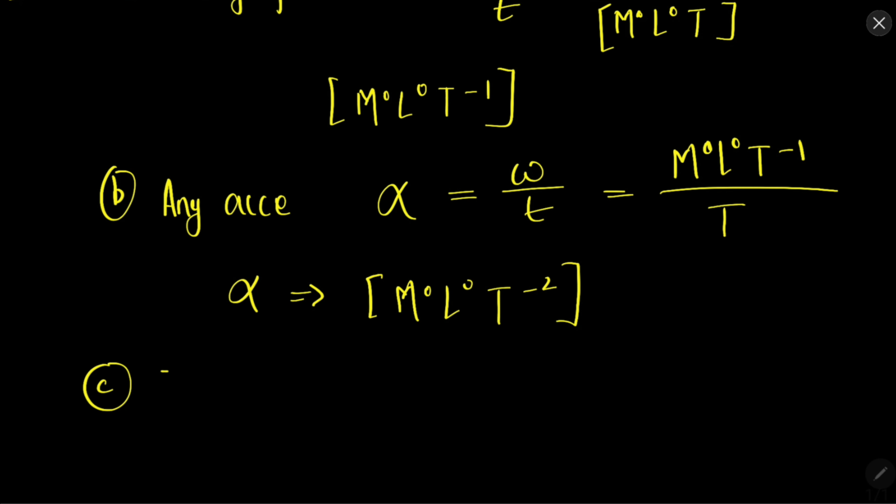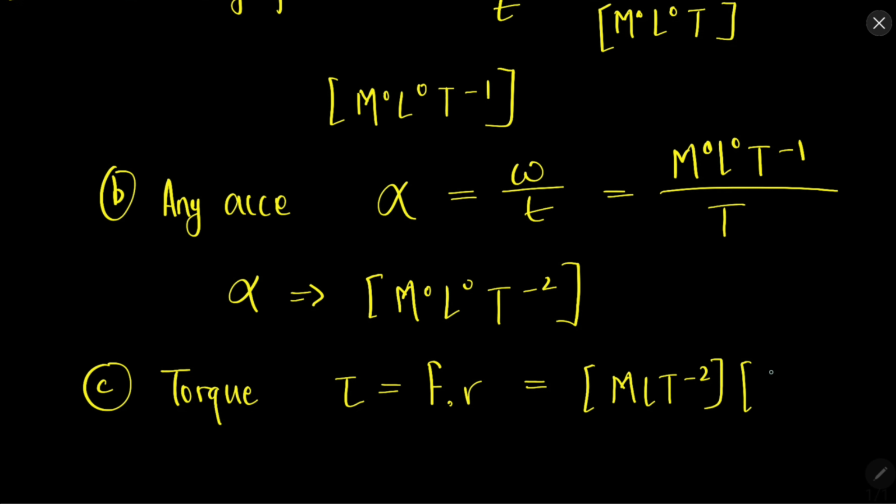Now the dimension for torque. Torque is the angular force. It is represented by tau. Now torque is force into displacement, perpendicular distance. Again the dimension for force, we know that it is M L T⁻², and the dimension for displacement or distance is L. So ultimately the dimension of torque will be M L² T⁻².